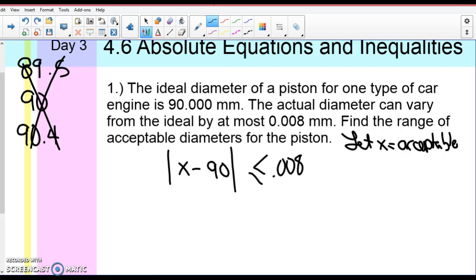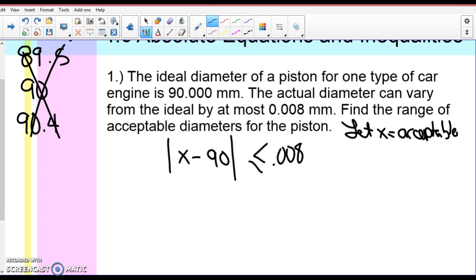How do I solve this? It is a less than statement. How do I rewrite less than statements? Are they ands or ors? Do they go in or out? And so I'm going to take negative 0.008 is less than or equal to x minus 90, and that is less than or equal to 0.008.